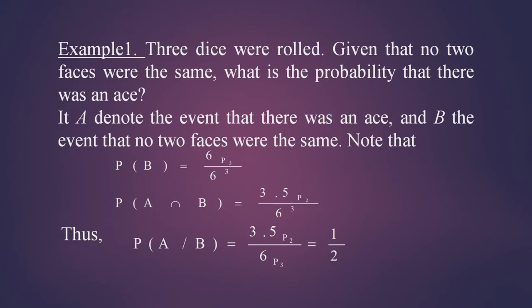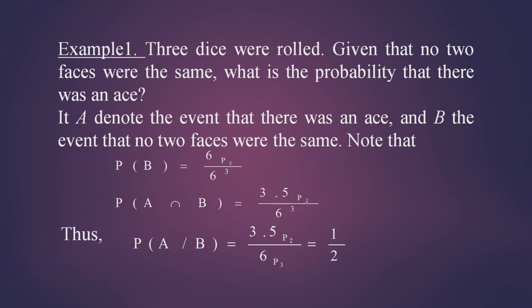So, let us take one example in this context. 3 dice were rolled. Given that no 2 faces were the same, what is the probability that there was an S? Let A denote the event that there was an S, and B the event that no 2 faces were the same.